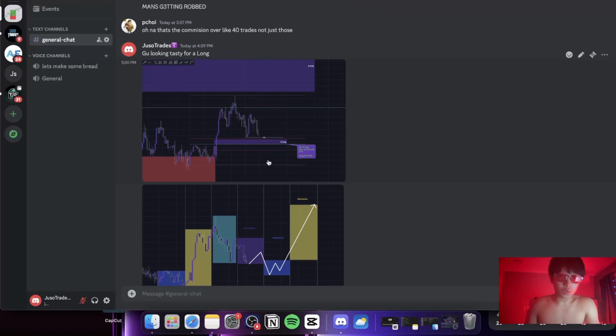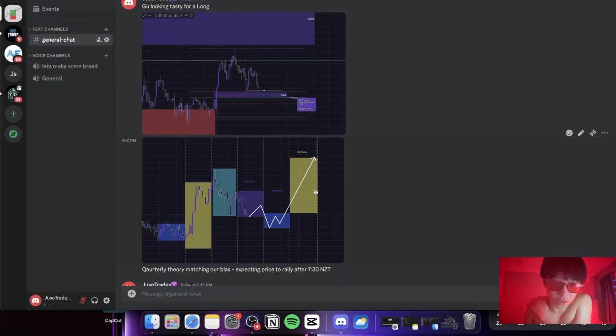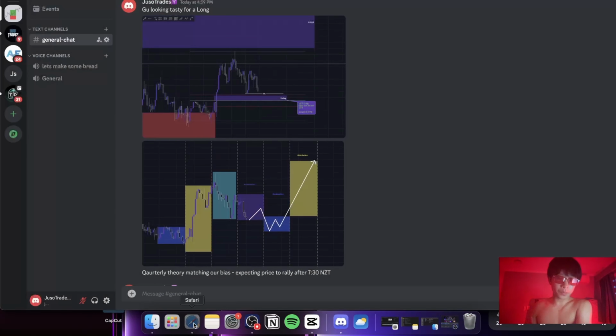So we said we were holding that inverse 1 hour fair value gap. We created a range. We had an optimal trading entry inside of the range, had a sell side liquidity level, had a 1 hour fair value gap. Price tapped into that, as well as we had a quarterly theory setup as well. We had accumulation, manipulation. We were expecting distribution, but the funny thing was it actually distributed during manipulation.